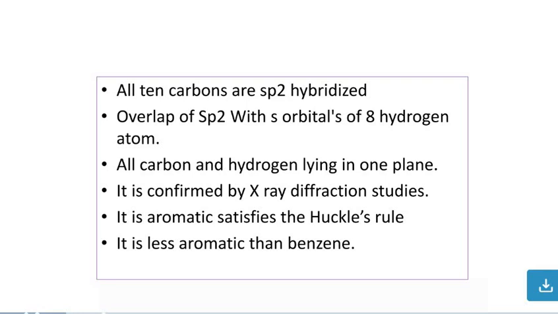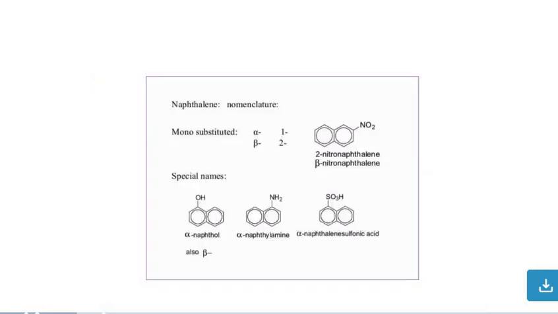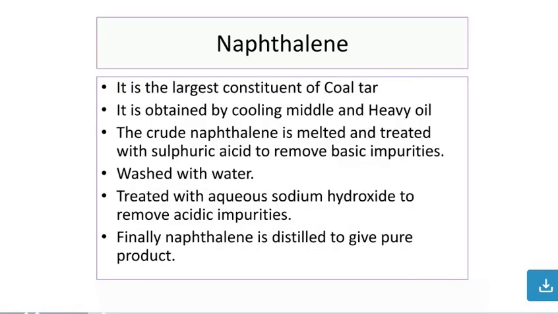How do you know the structure? You should know by the help of X-ray diffraction. It is aromatic, satisfies Huckel's rule, and it is less aromatic than benzene. Now, naphthalene nomenclature. Monosubstitution alpha or beta. 2 position is beta, 1 position is alpha. A special name: alpha naphthol, alpha naphthylamine, and other examples.